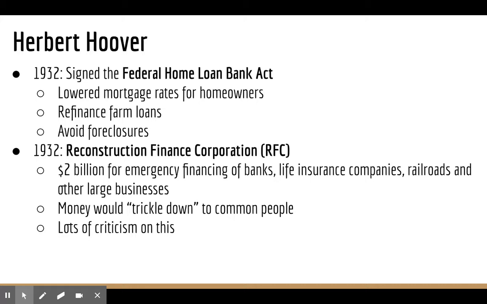In 1932, the Reconstruction Finance Corporation was also created. This gave $2 billion, yes, that is not a typo, $2 billion for emergency financing of banks, life insurance companies, railroads, and other large businesses. Now, pause there. Do you see where the money's going? This is a bunch of money going to large businesses.